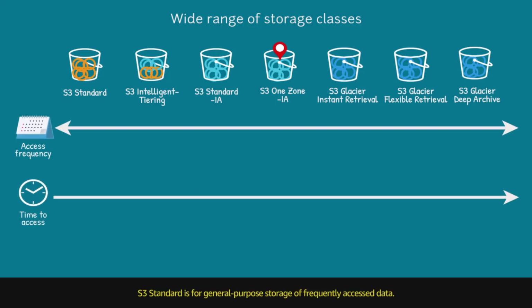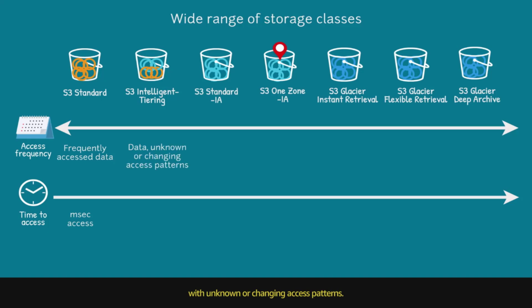S3 Standard is for general-purpose storage of frequently accessed data. It delivers low latency and high throughput and can access data in milliseconds. S3 Intelligent-Tiering is for data with unknown or changing access patterns. It automatically moves your data, based on changing access patterns, between a frequent access tier and an infrequent access tier without performance impact or operational overhead.